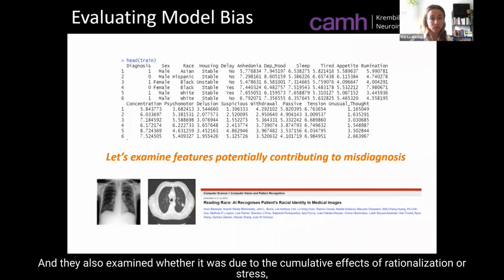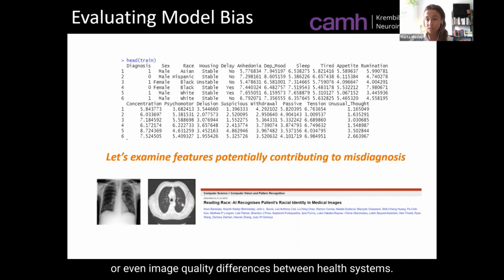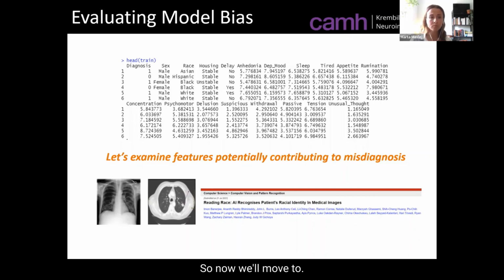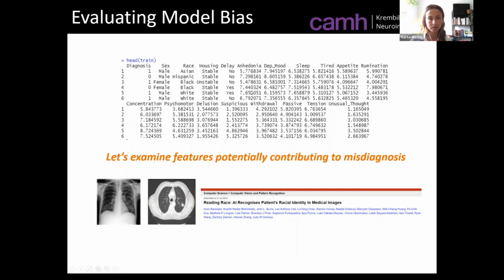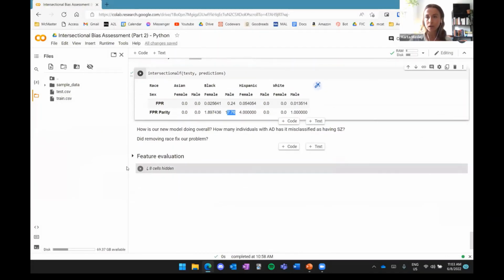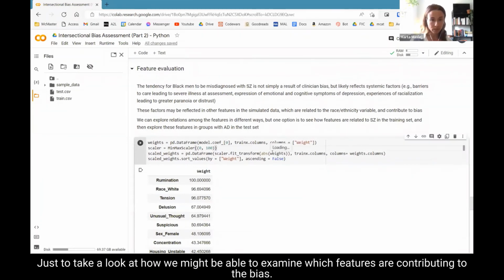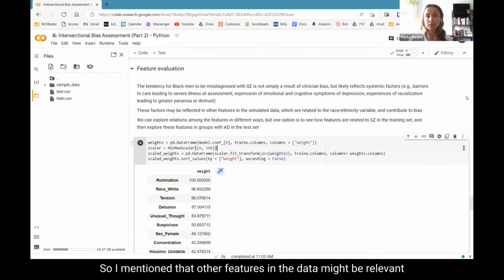They also examined whether it was due to the cumulative effects of racialization or stress, or even image quality differences between health systems, which could contribute to the model being able to pick up on race, and none of these explanations were supported. So there must be some way that models pick up on race that not even us humans can understand. So now we'll move to the code again, just to take a look at how we might be able to examine which features are contributing to the bias.